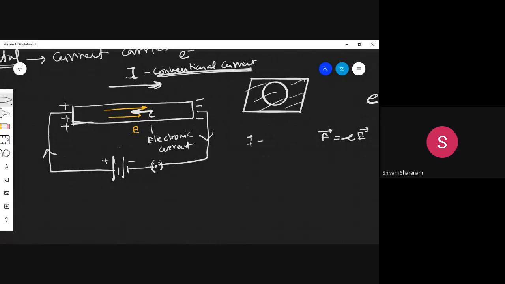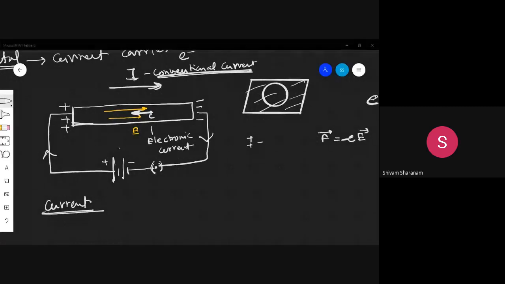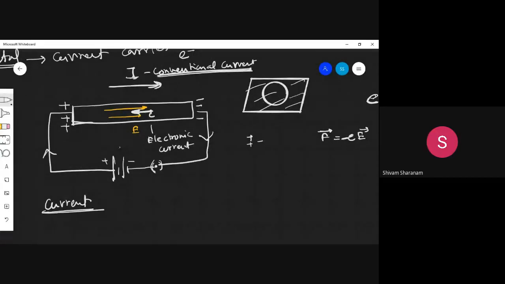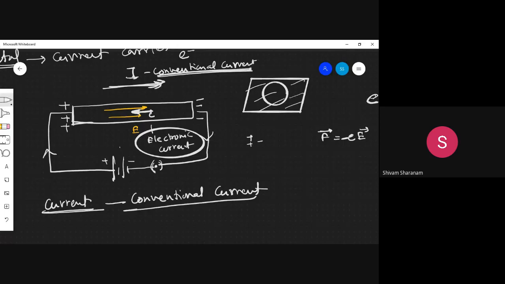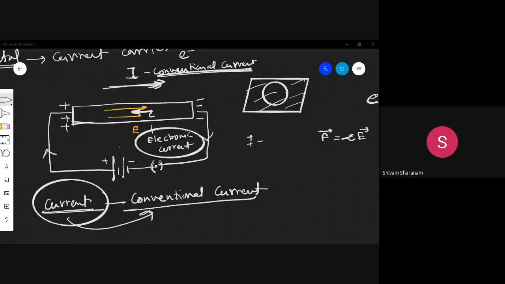So whenever we say current, which current are we going to talk about? Conventional current. Whenever we say current, it means we are talking about conventional current, not the electronic current. Whenever electronic current needs to be mentioned, it will be mentioned specifically. But if it is only said current, that current means which current?